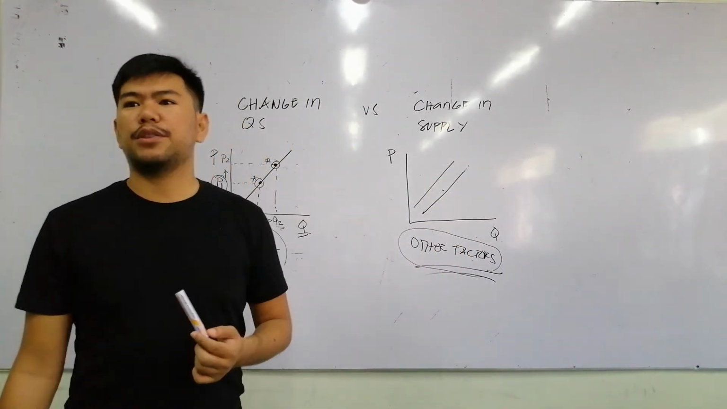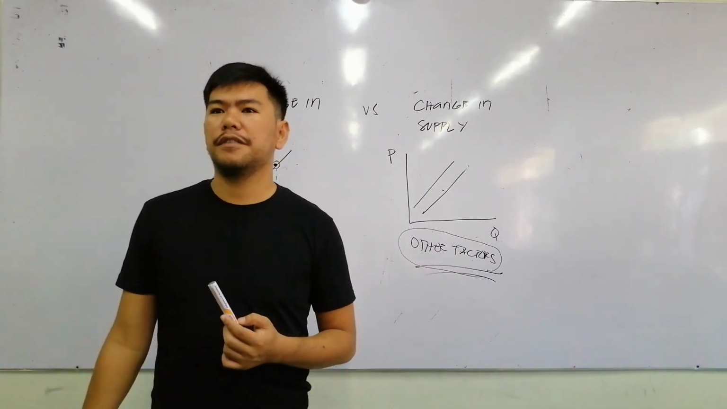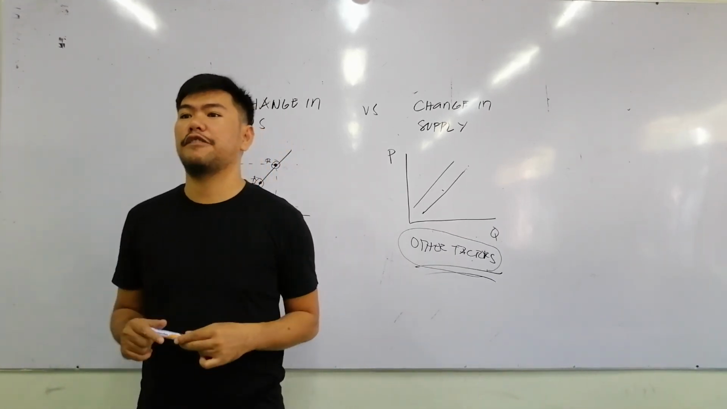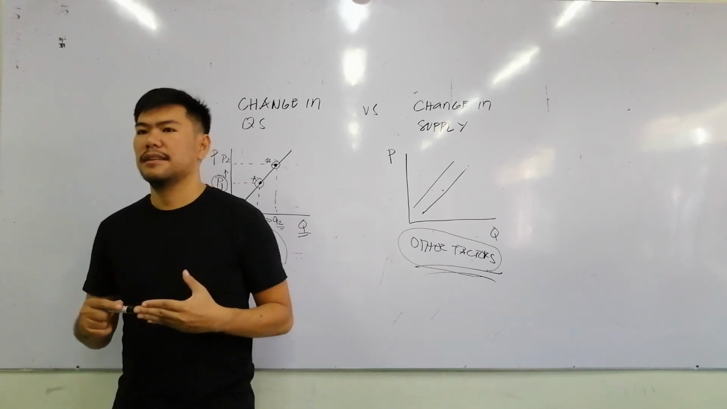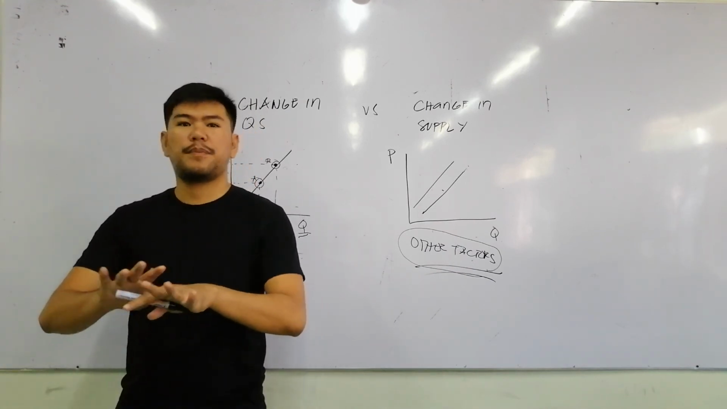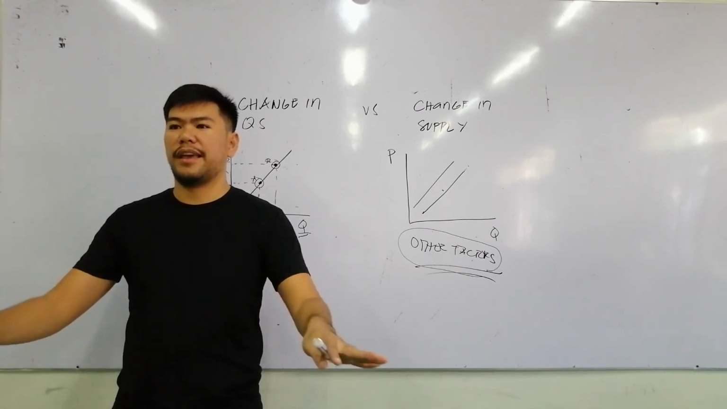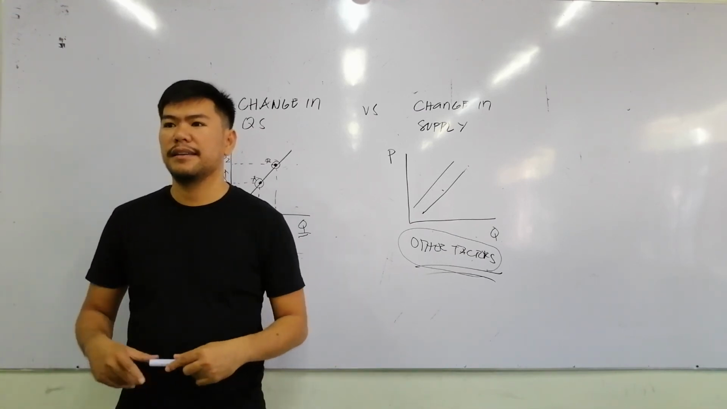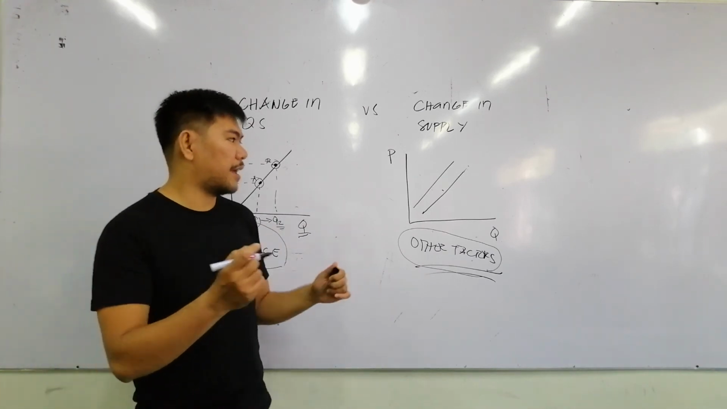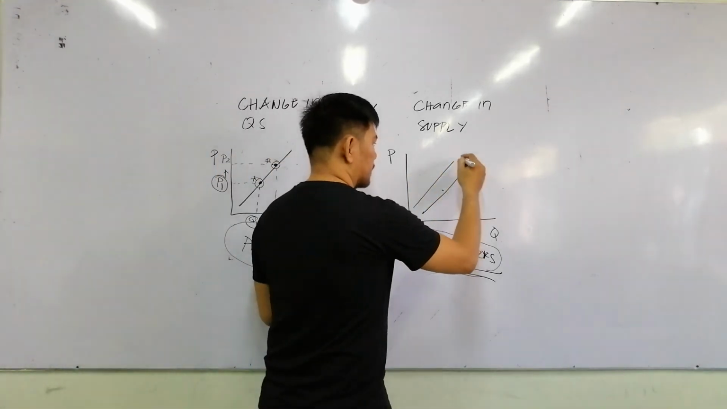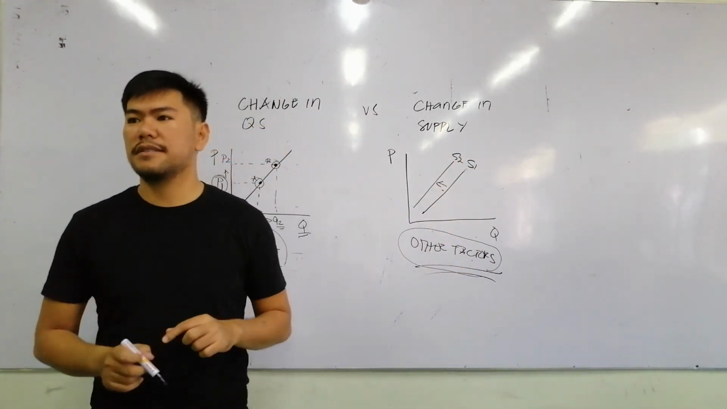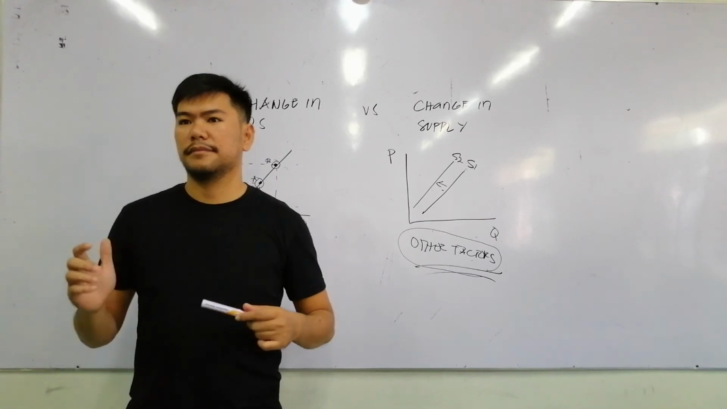What will happen to the supply curve of rice when a certain typhoon hits the rice paddy, or the area wherein your rice is growing? It will decrease. The same way, it will look like this. It will shift to the left. Questions? Alright.